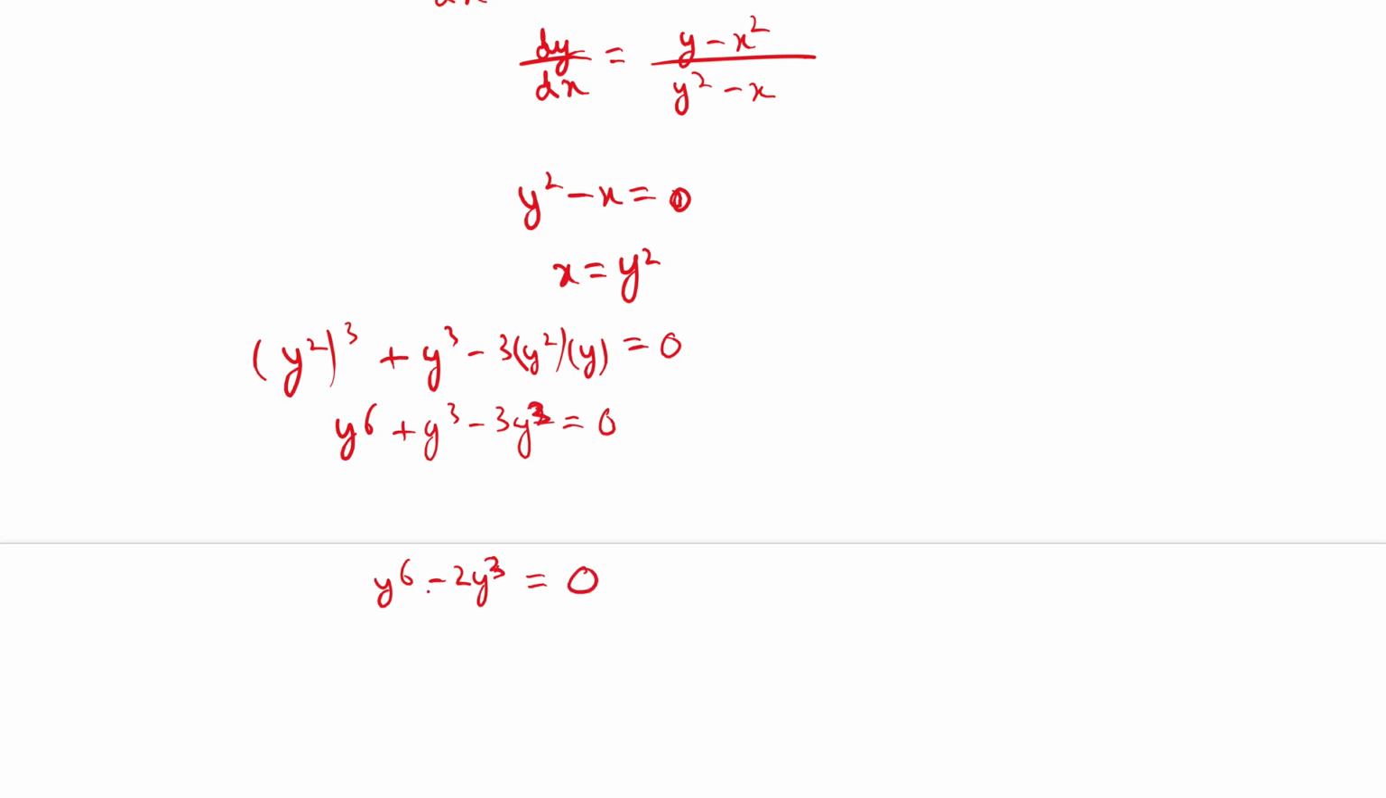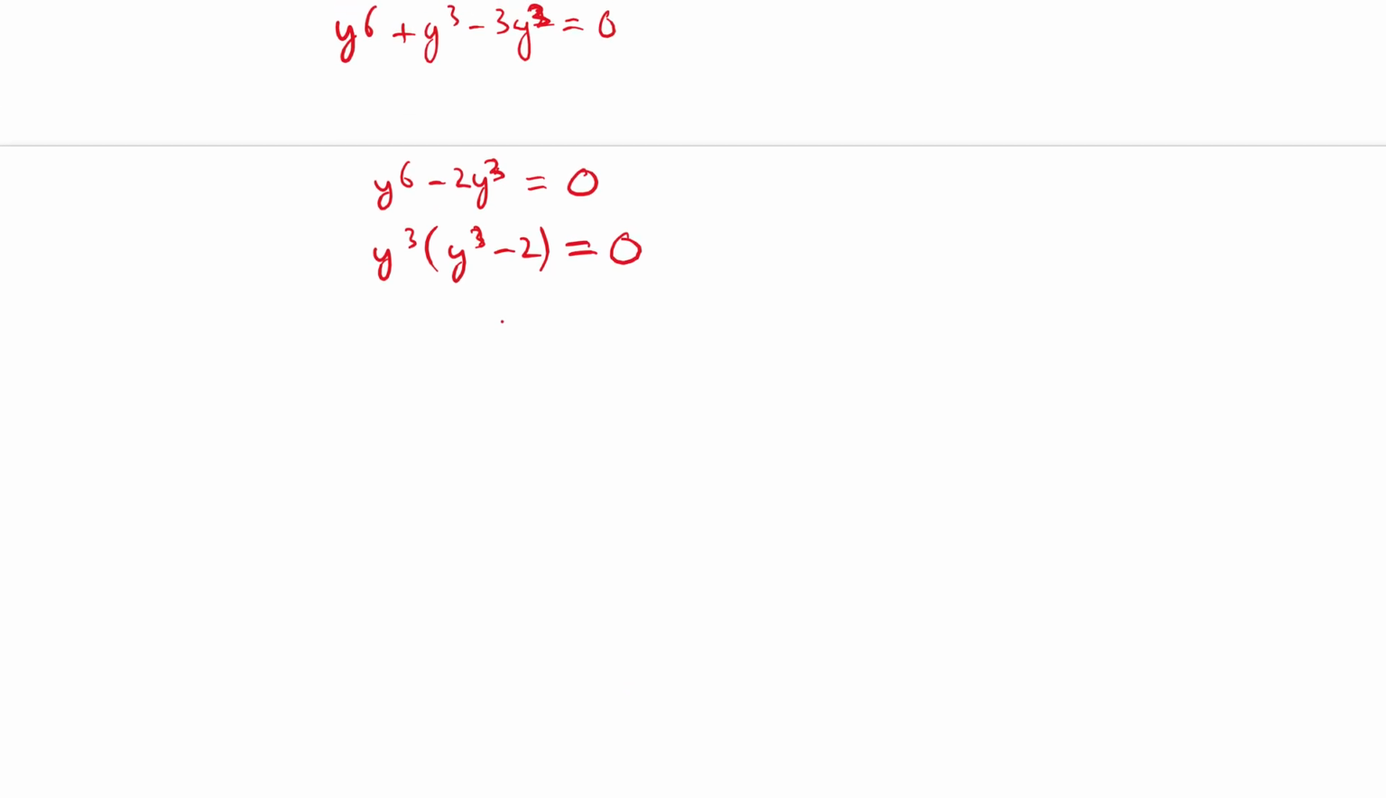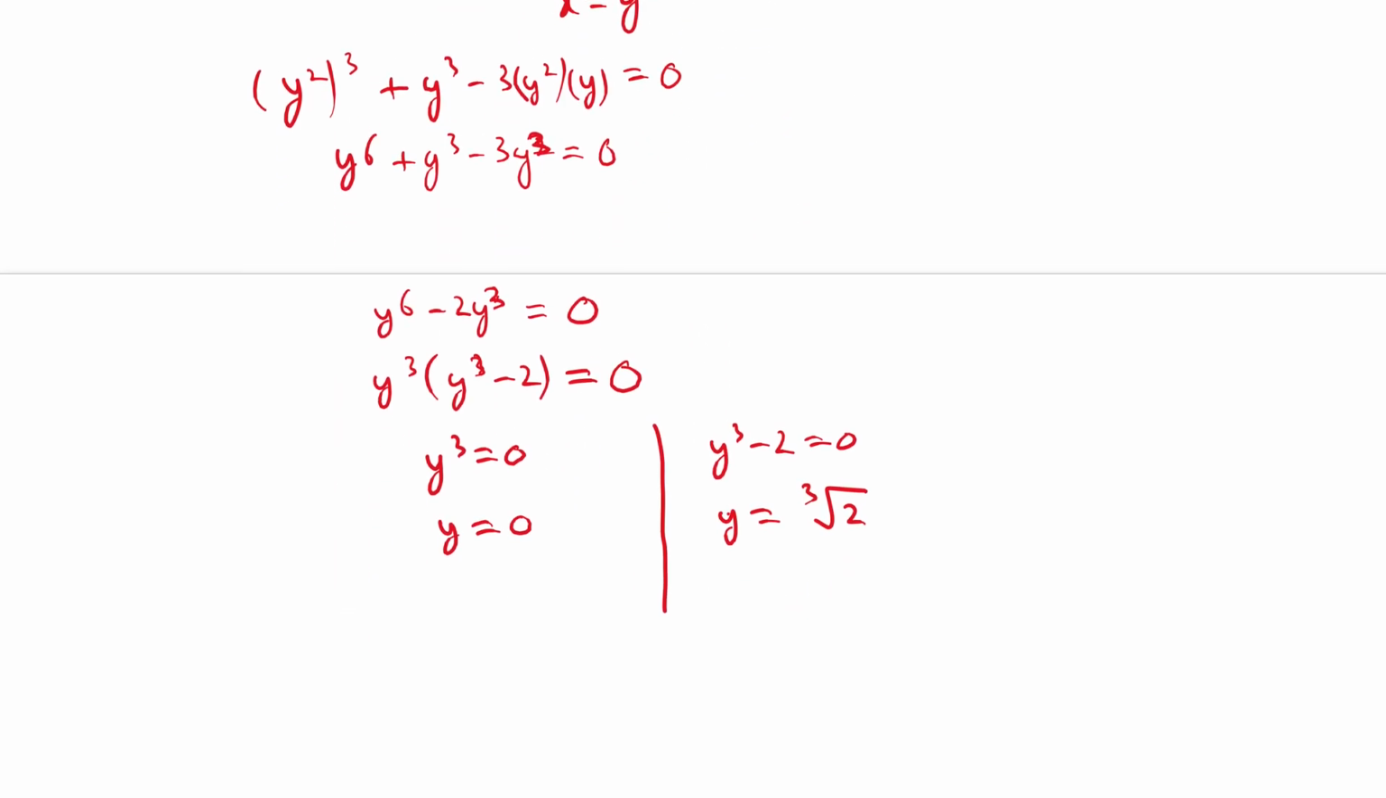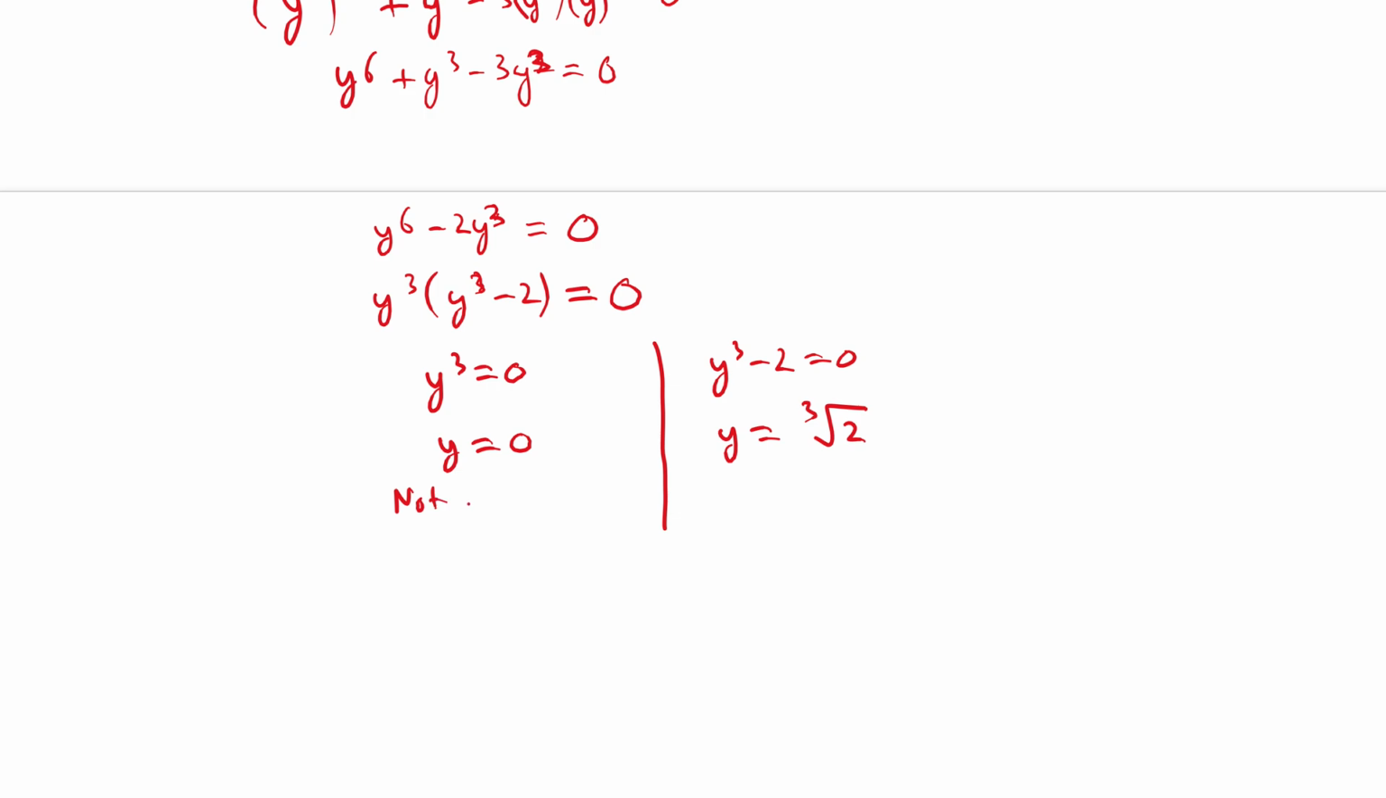So from here I can factor out y cubed from this expression. So inside the bracket we will have y cubed minus 2, and this will equal 0. Now using the null factor law, I can solve for y. So either y cubed can equal 0 or y cubed minus 2 can equal 0. So y is equal to 0 and y is equal to the cube root of 2. Now notice that the point P does not lie on the x-axis. So y equal to 0 will not be a solution, as we can see from the graph. So we have found the y coordinate, which is the cube root of 2.